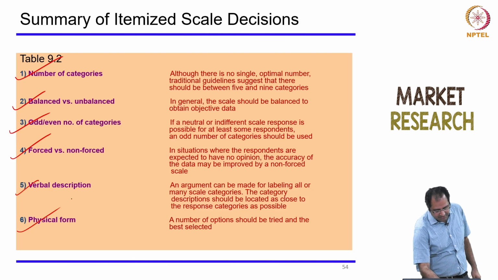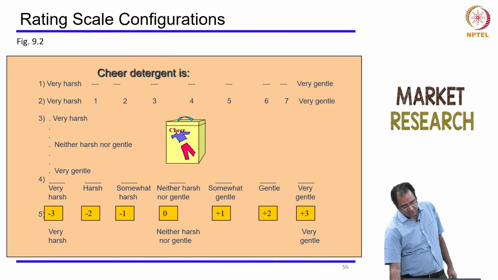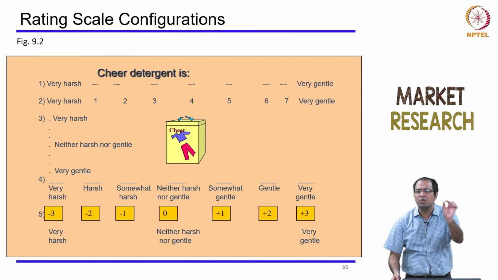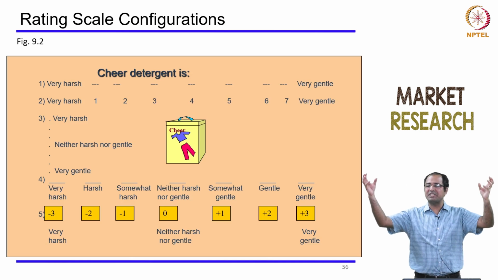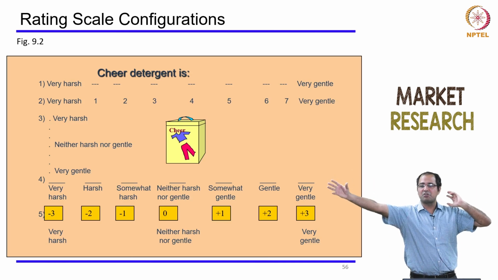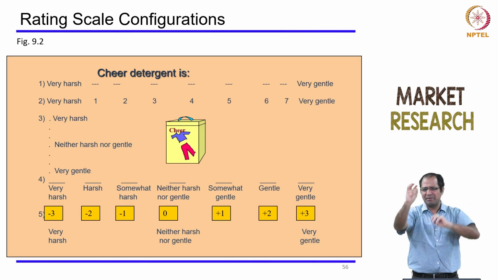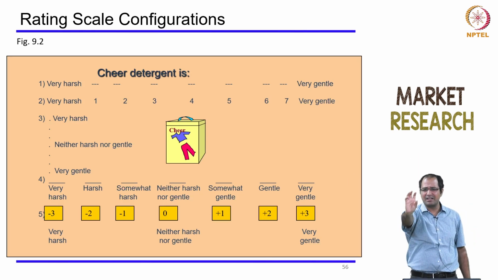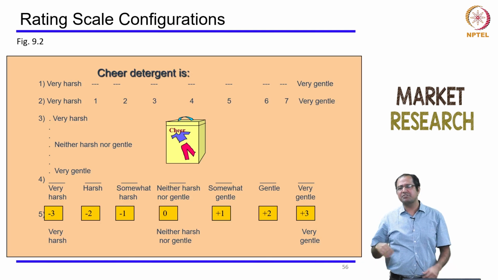Verbal description and physical forms. Verbal description is, do you want to provide a description for each and every point? Sometimes with 1 to 7, for 7 you say strongly agree, for 1 you say strongly disagree, and in between you do not write anything. Maybe in the center one you can write something, not providing a description for every point. So that is verbal description.